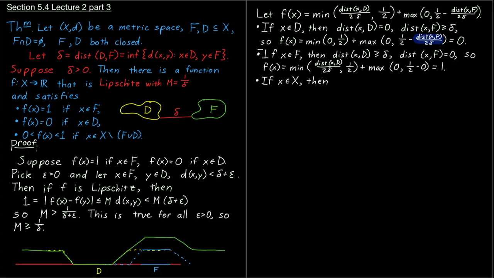Then it's pretty clear, if you think about it for a moment, that the first thing you're adding up is at least the distance from x to d over 2 delta. So that gives you a lower bound on f of x. And then for an upper bound, the first thing can't be any more than 1/2. The second thing can't be any more than a half minus the distance from x to f over 2 delta. That's 1 minus your distance.